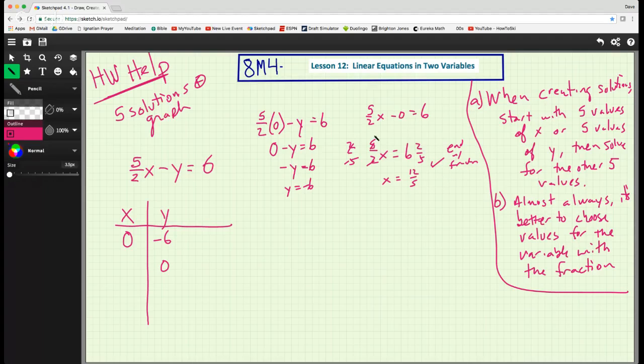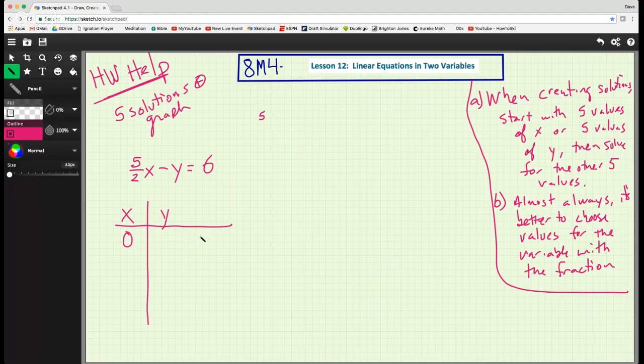We have harder math because we're doing this cross canceling. So this is why we like to start with values for that variable with the fraction. Now, if that doesn't make sense, you can just memorize the rule. But I tried to give you a little bit of intuition about why it's better to choose values for variables that have the fractional coefficient. So let's try some other numbers here for x.